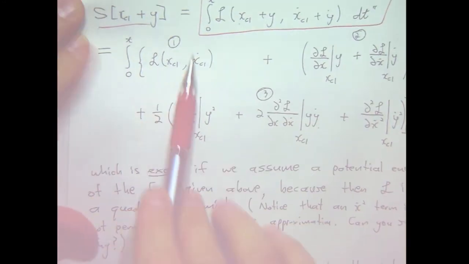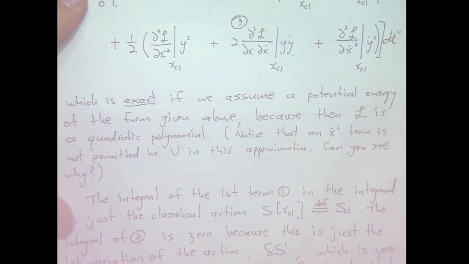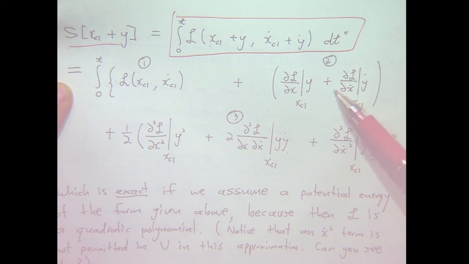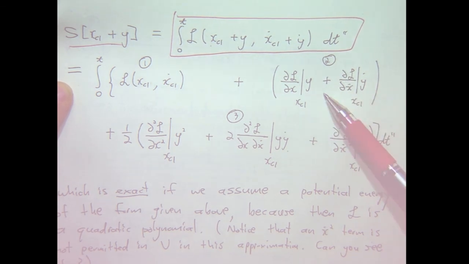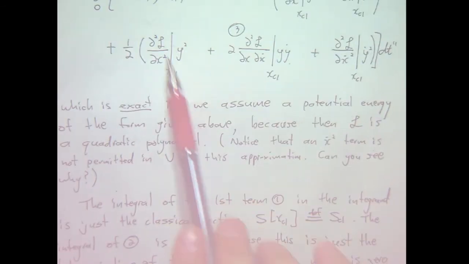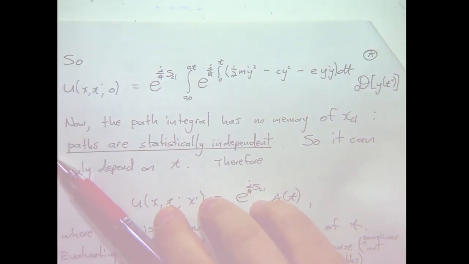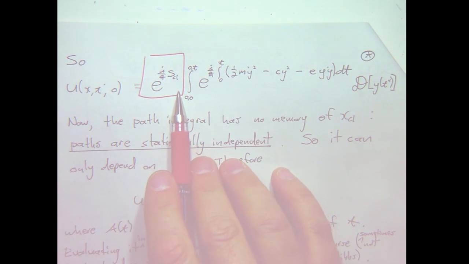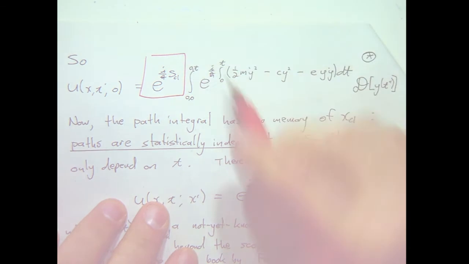This first integral here is just the classical action. Now the second here is the first variation of the classical action, which is zero by the principle of least action. Okay. And then the third term here has a very simple form because of the form of the potential energy that we chose. So what we have, the propagator, out the front here is e to the i over h bar times the classical action. Alright? And then here you've got the rest of the integral to do.